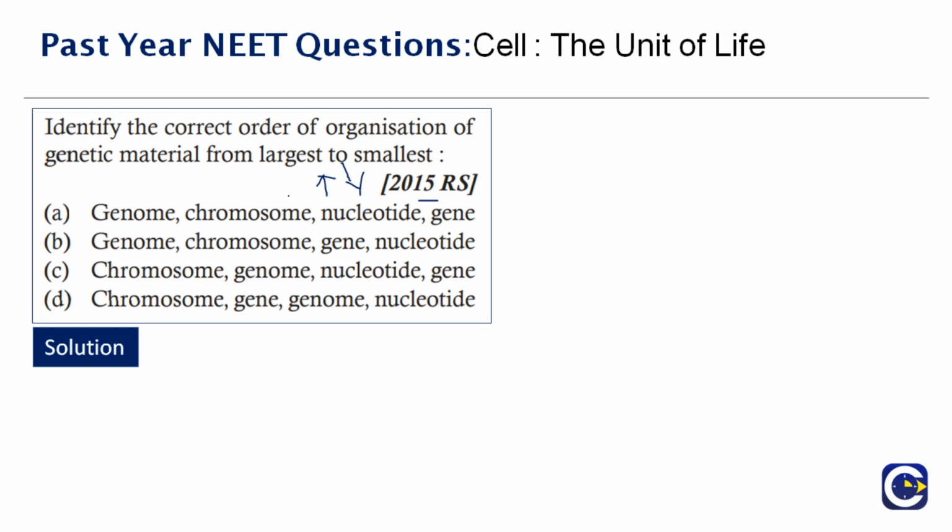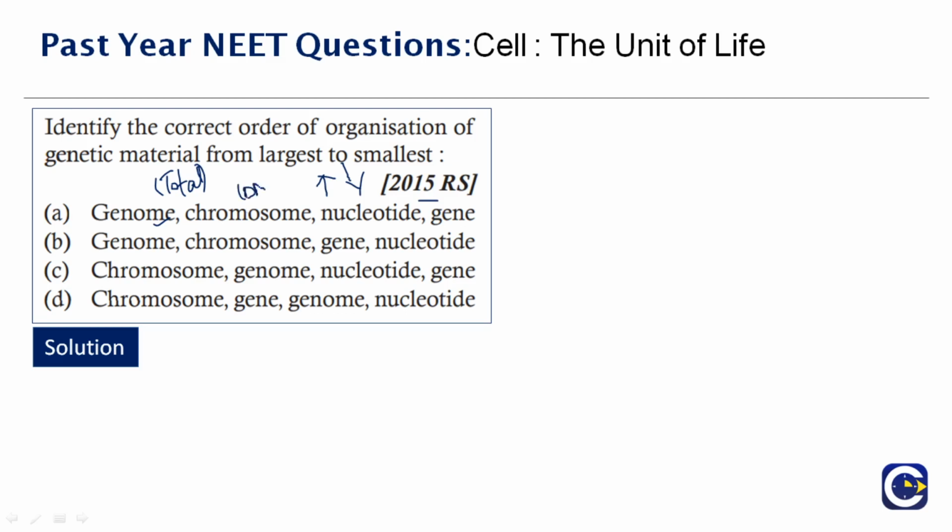Now let's take genome first. So what is genome? How can you describe genome? Genome is the total genetic material of an individual. You're talking about the total genetic material here. Now what is chromosome? It is a packed and organized structure containing most of the DNA of the living organism.